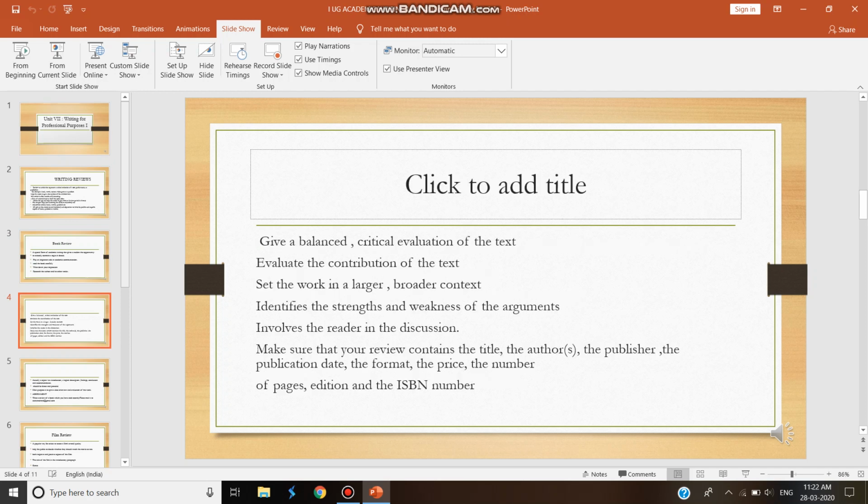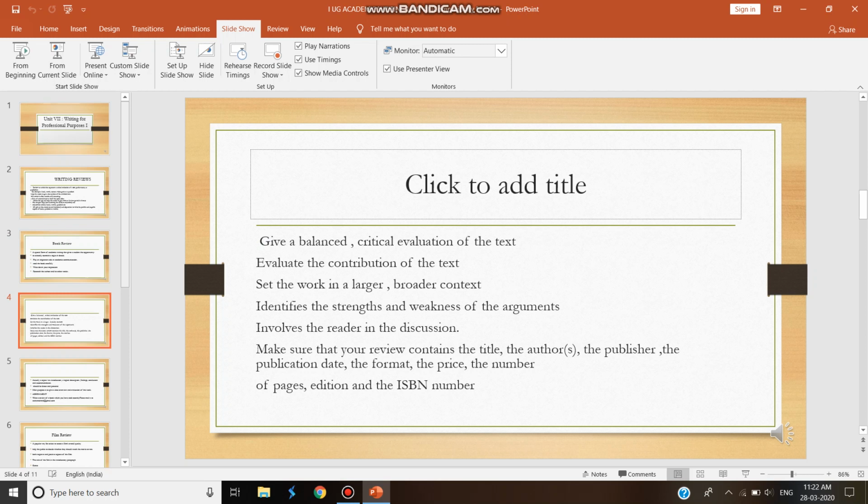A review should give a balanced critical evaluation of the text. Your personal preferences should not affect your review. Whether you like the author or not, that should not affect the review. You have to give a very balanced and critical evaluation of the text. You have to evaluate the contribution of the text. What is the contribution of this particular work to literature?